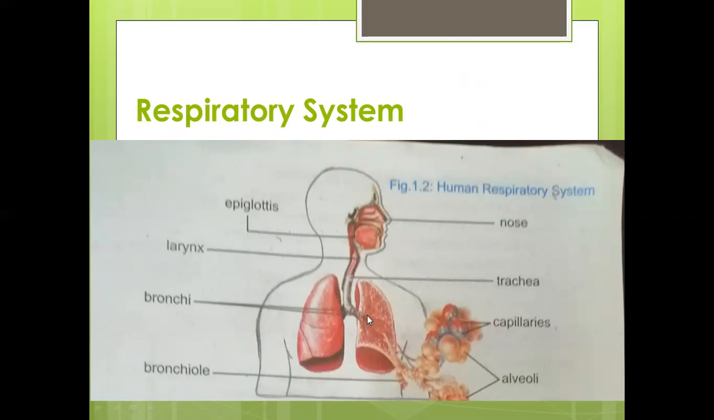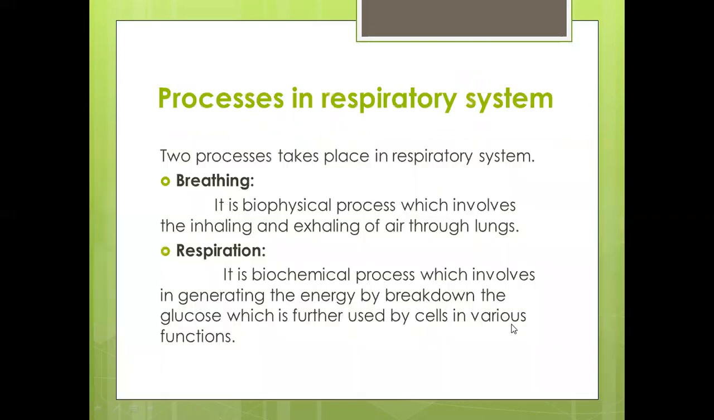In the lungs, the bronchi divide into small tubes called bronchioles. At the tip of each bronchiole, tiny air sacs called alveoli are present, and the alveoli are surrounded by blood capillaries. Two types of processes take place in the respiratory system: breathing and respiration. Breathing is a physical process and respiration is a chemical process.